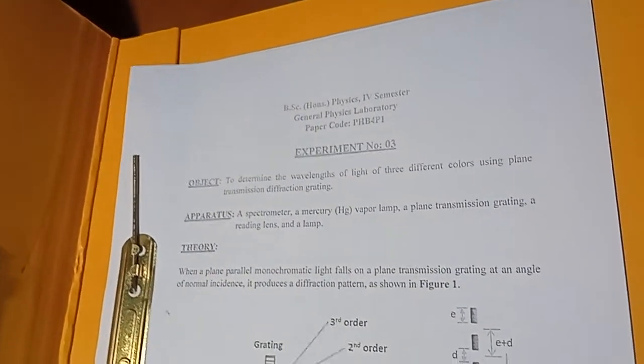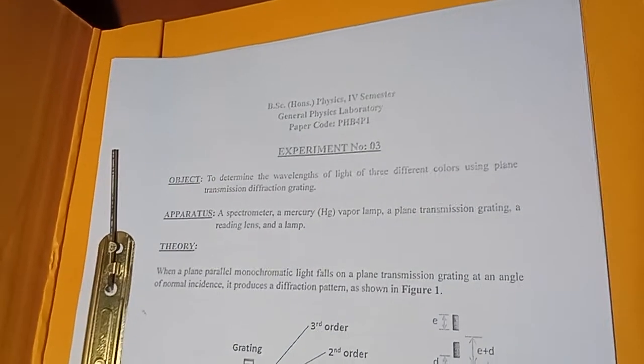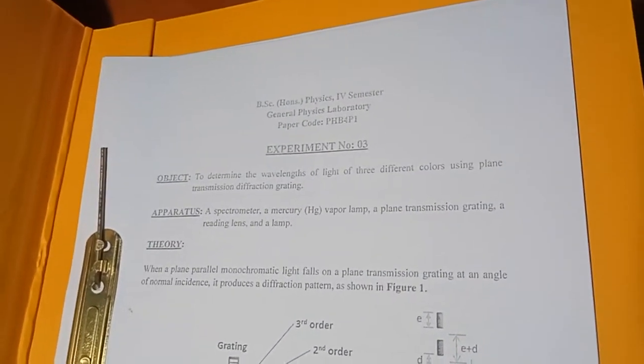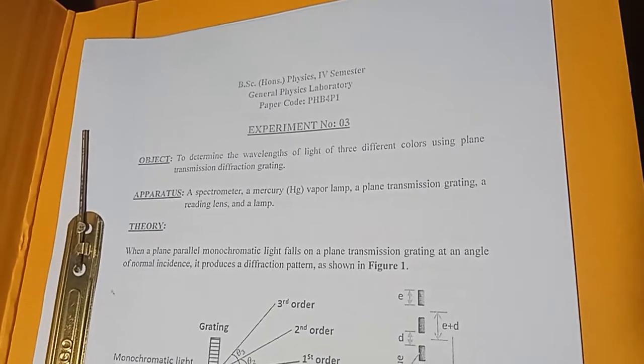As all the experiments are being performed in the dark room, we don't have light. We are rather dependent upon the light of the lamp. In fact, whenever we need to read or write something or check the readings, we need to use this lamp. So I'm just using that to see what the object is. It says: to determine the wavelength of light of three different colors using plane transmission diffraction grating.